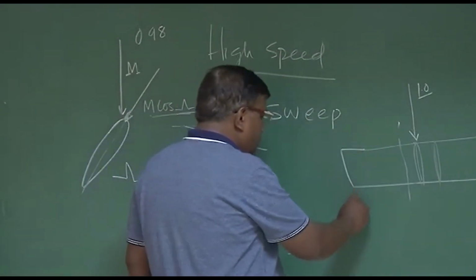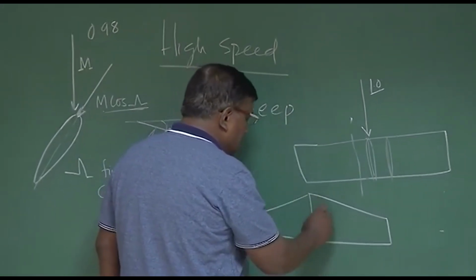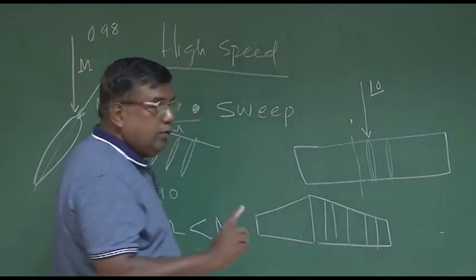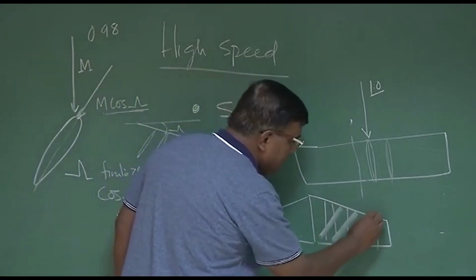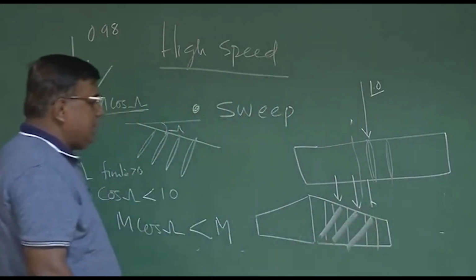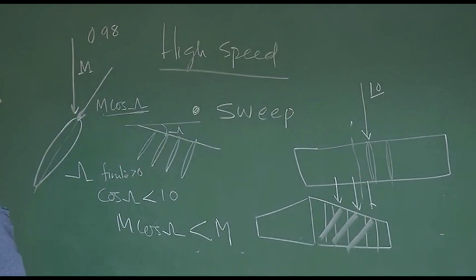But if somebody shows you a platform like this, and the aerofoils are staggered like this, then definitely it is not sweep back. Because for sweep back, the aerofoil has to be staggered like this, with the flow coming like this. So the first case is not at all a sweep back, it is simply a taper ratio case.